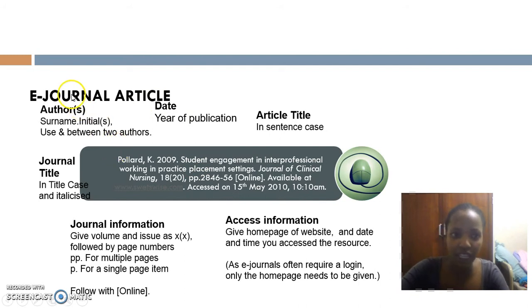And then we have the e-journal article, in which you start with the author's surname and initials, and then the year of publication, and then the article title, which must be in sentence case, and then the journal title, which must be italicized, and then the journal information, which consists of the volume of the journal and the page numbers that were used, and then the access information, in which you give the home page of the website and the date and time which you accessed the resource.